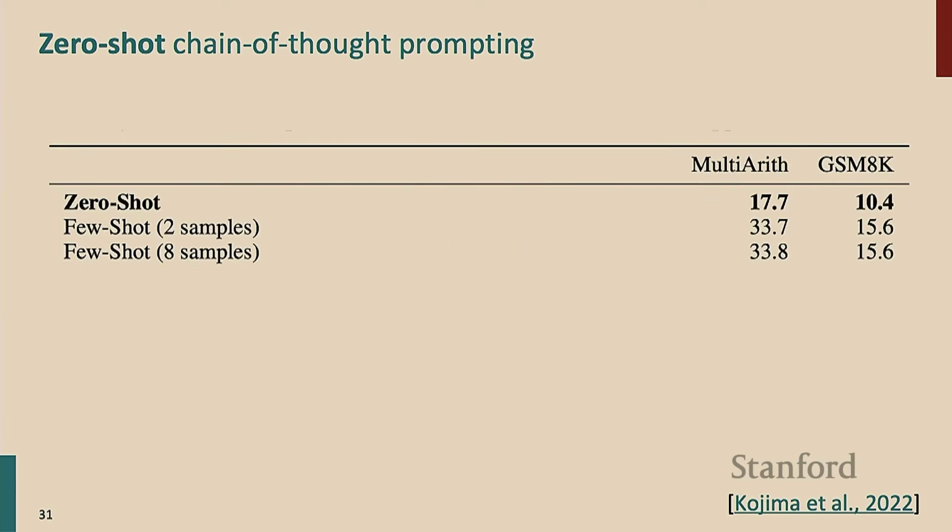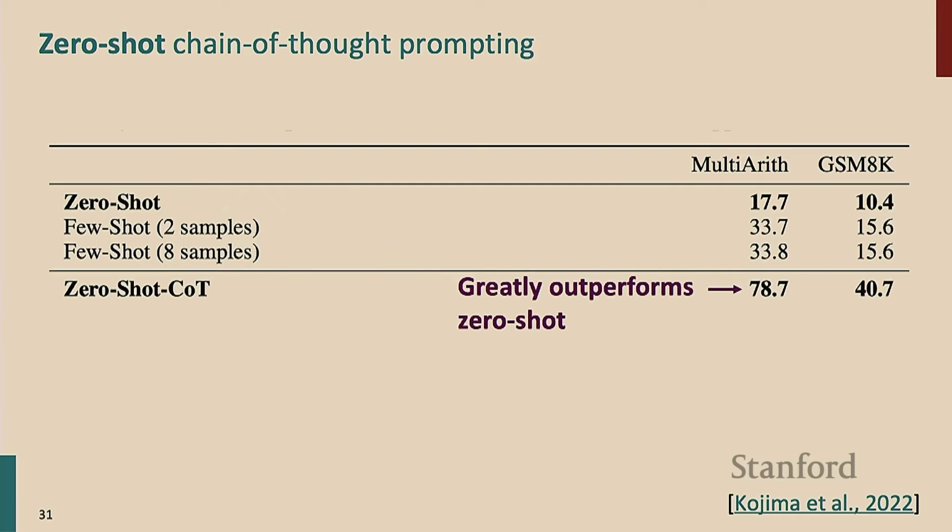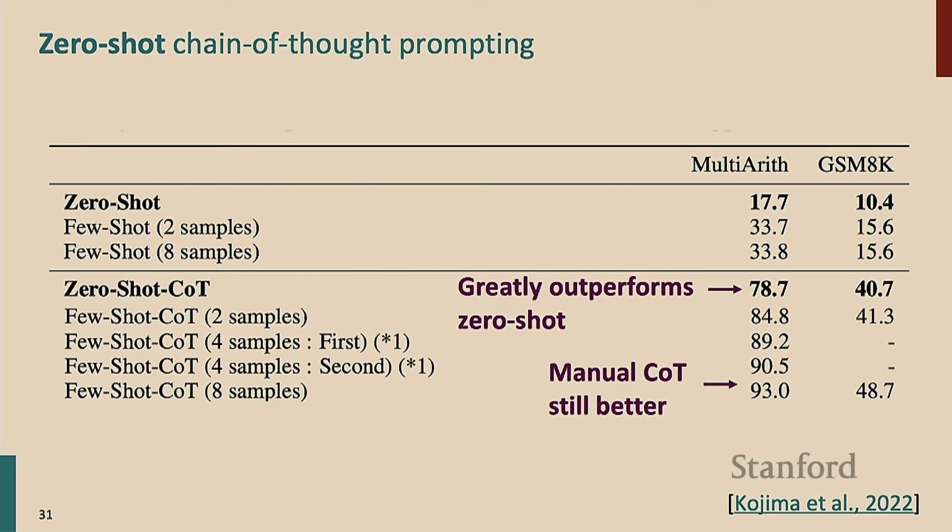So does this work on some arithmetic benchmarks? Here's what happens when you prompt a model just zero shot, so just asking it to produce the answer right away without any reasoning. Few shot, so giving some examples of inputs and outputs. And this is zero shot chain of thought, so just asking the model to think through things. You get crazy good accuracy. When we compare it to actually doing manual chain of thought, you still do better with manual chains of thought. But that just goes to show you how simple of an idea this is and that it ends up producing improved performance numbers.